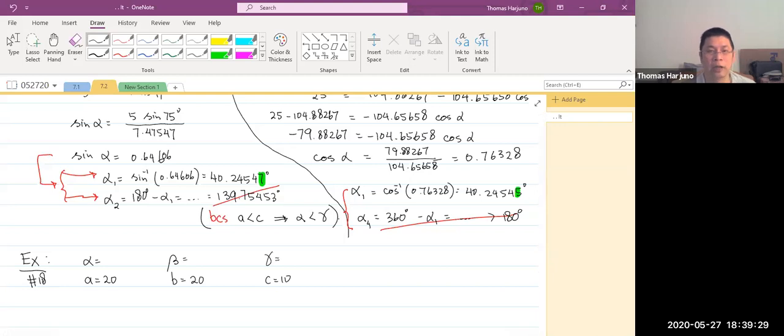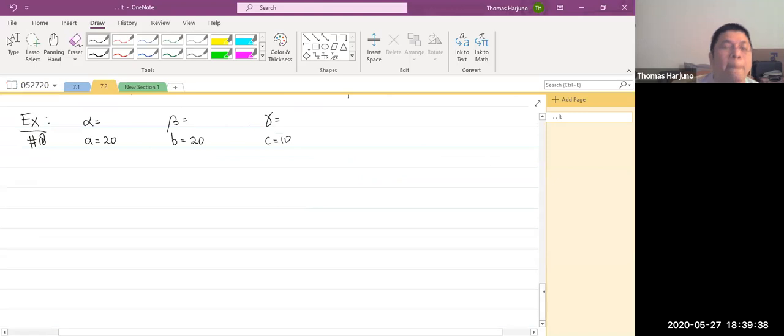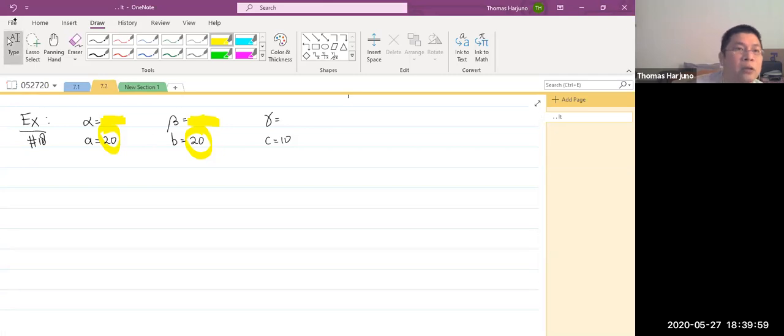Okay? Now then, you decide, up to you, which one you want to do first. You want to find angle alpha first, or beta first, or gamma first. It's up to you, either one. One thing we know is the following. Angle alpha will be equal to angle beta in this case. It just happened, because two sides here are the same, right? Because if you have two congruent sides, then the opposite angles must be congruent as well.